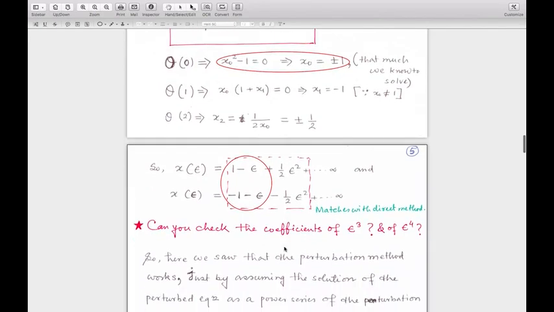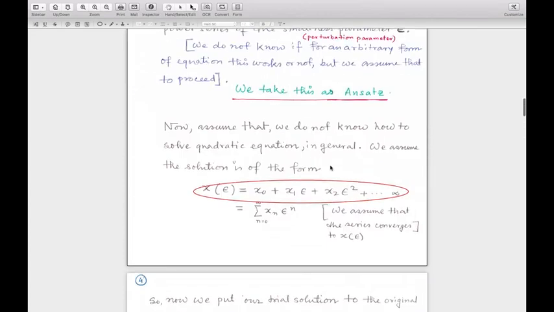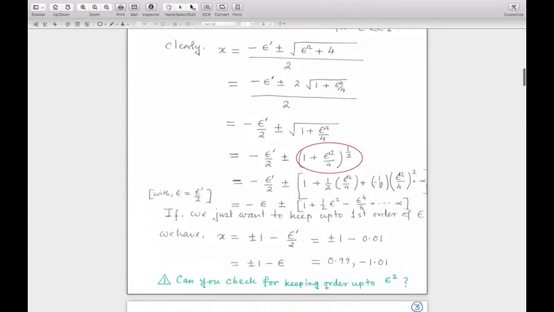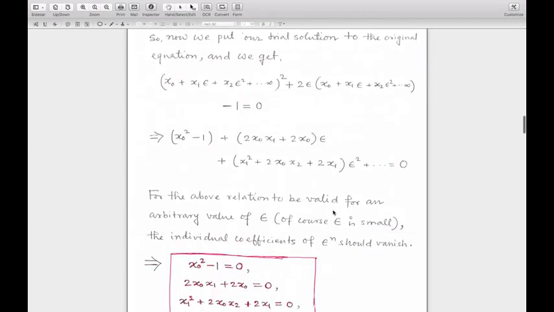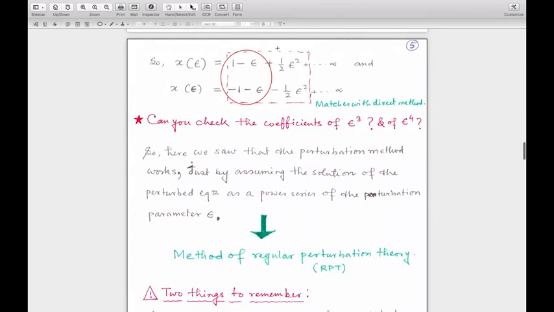Right, now your task will be to check for the terms up to epsilon square, whether it also matches with this direct method over here. Okay, so for that you have to go up to this and you have to check, and actually you can check easily, because you will see here you will have 1 plus epsilon square, 1 plus half epsilon square and 1 minus half epsilon square, and that's exactly what you will have over here.